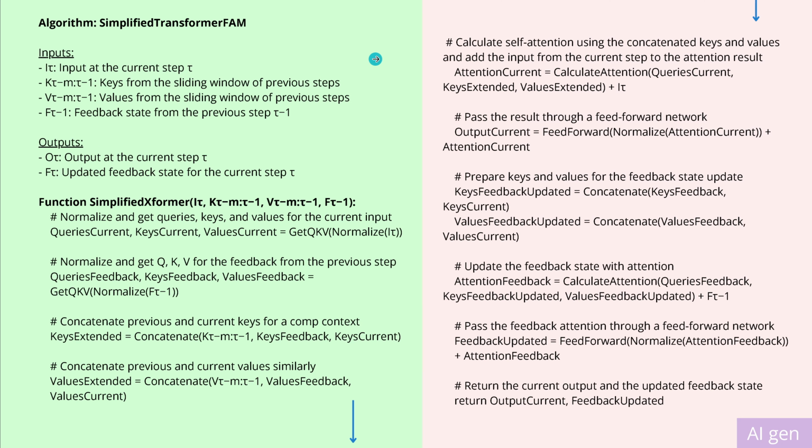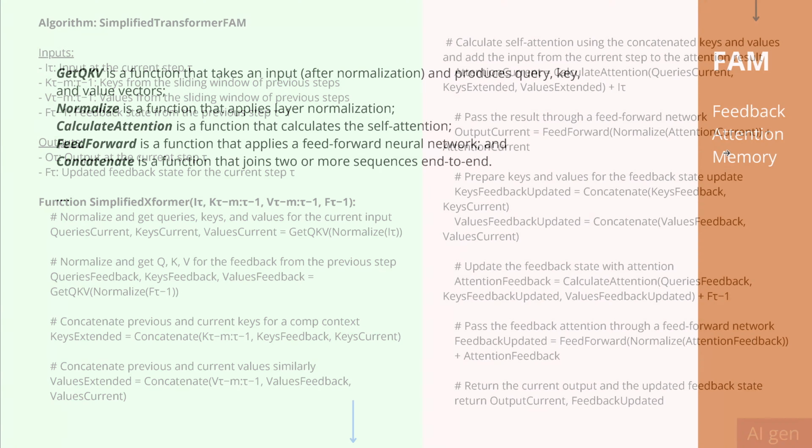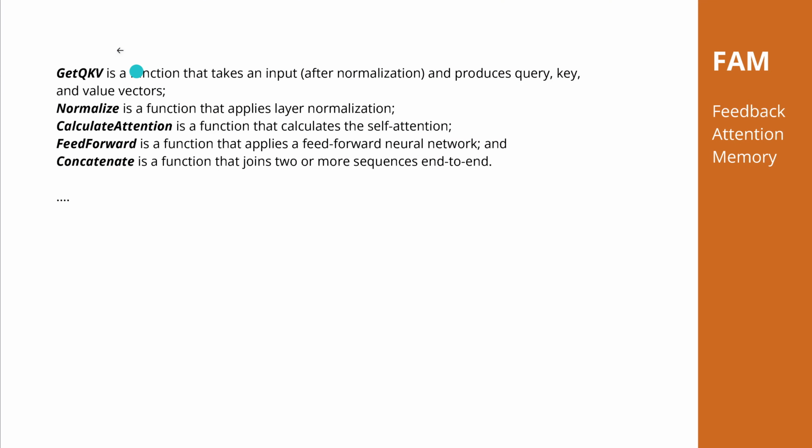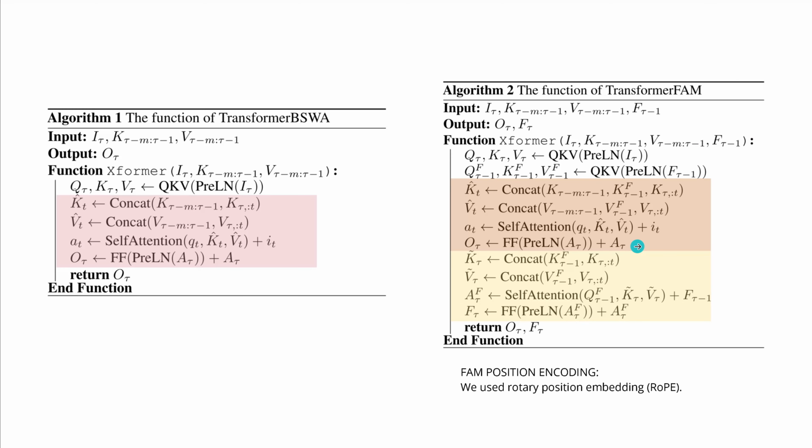If you want to see this in a higher resolution so that you can read it on your 4K screen, we start here with the inputs, with the outputs, we define the function, then we go on, and you see this is a simplified explanation. And all the abbreviations I use, like get query key values, or normalization, or calculate the attention, or feed forward, is just what you expect it to be.